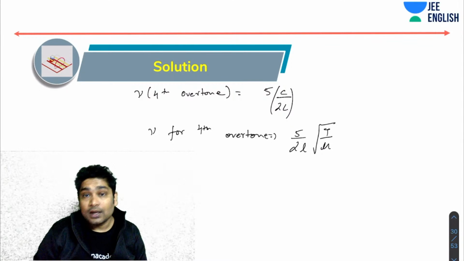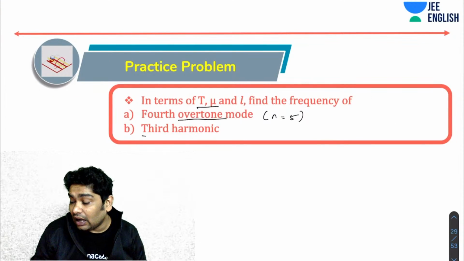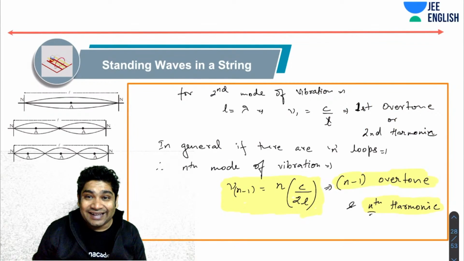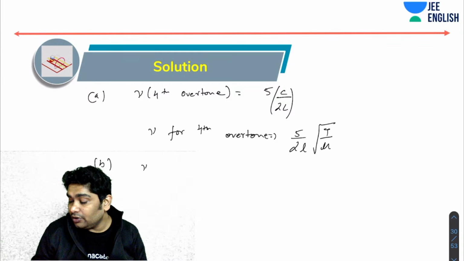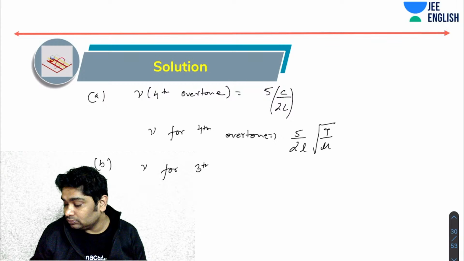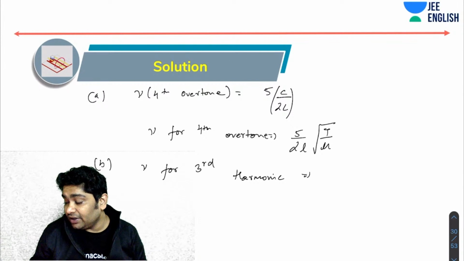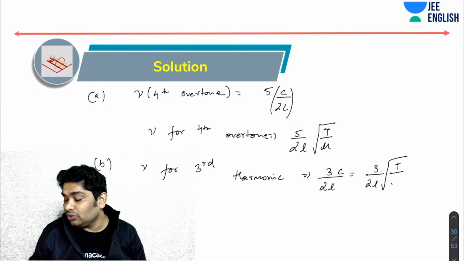Similarly, so this is part A. For part B, you've been asked the third harmonic. Now you realize for the nth harmonic, the frequency is n times C by 2L. So for the third harmonic, the frequency would be simply 3 by 2L times C, which is equal to 3 by 2L times root T over mu. So those will be your answers.